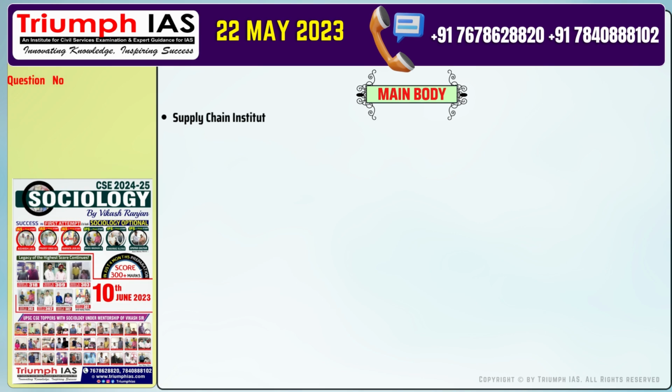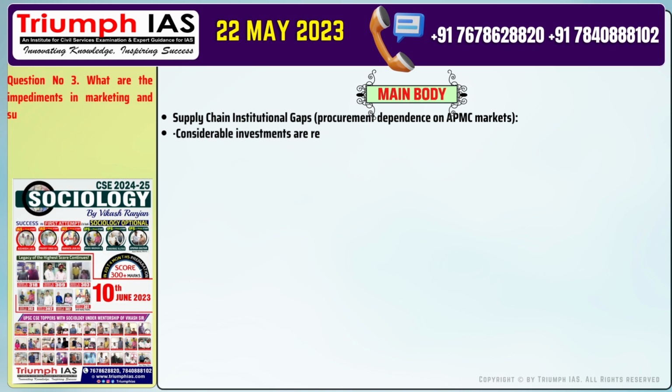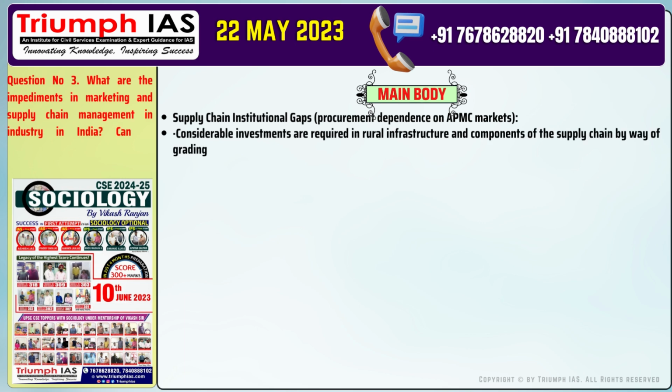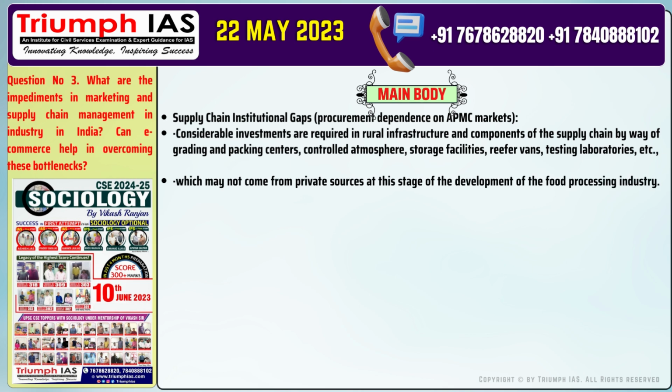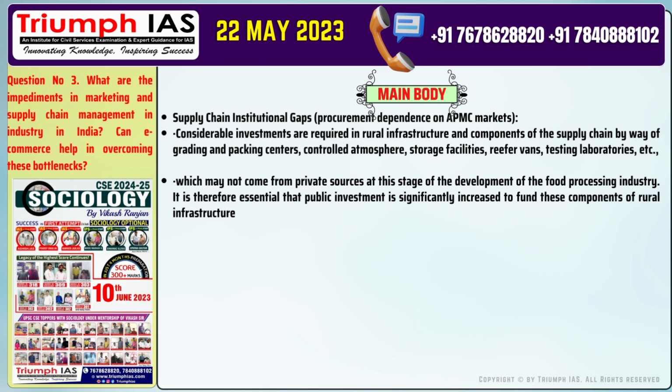Supply chain institutional gaps: procurement dependence on APMC markets. Number 1. Considerable investments are required in rural infrastructure and components of the supply chain by way of grading and packing centers, controlled atmosphere, storage facilities, reefer vans, testing laboratories, etc. Number 2, which may not come from private sources at this stage of the development of the food processing industry. It is therefore essential that public investment is significantly increased to fund these components of rural infrastructure to enable private enterprise to take up the remaining components of the supply chain which can be undertaken commercially.